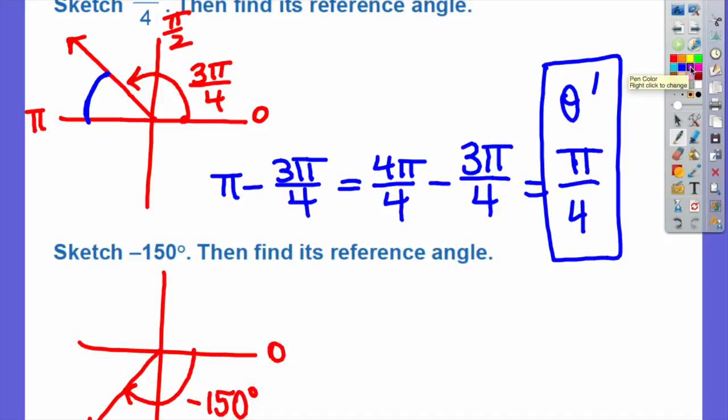There's your sketch. But how far is that angle from the x-axis? It is definitely 30 degrees. Your reference angle is 30 degrees.